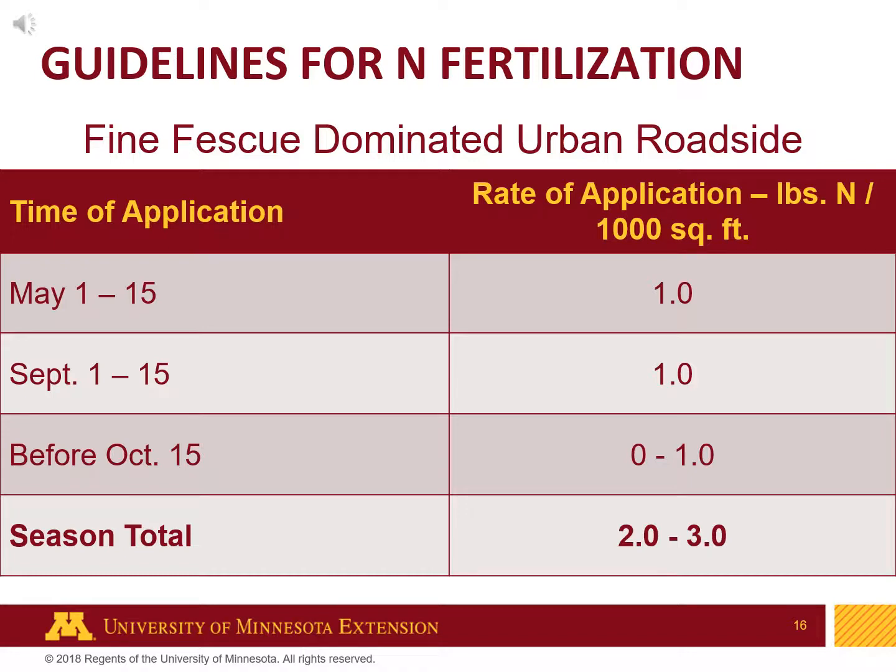Most roadsides will receive between 0.5 and 1.0 pounds of nitrogen per 1,000 square feet at the time of establishment only. For a predominantly fine fescue urban roadside, where expectations may be higher, such as a boulevard beside government or commercial buildings, the following application dates and amount would be sufficient. Take note that early fall is the optimal time of year to apply nitrogen for fine fescue turf.